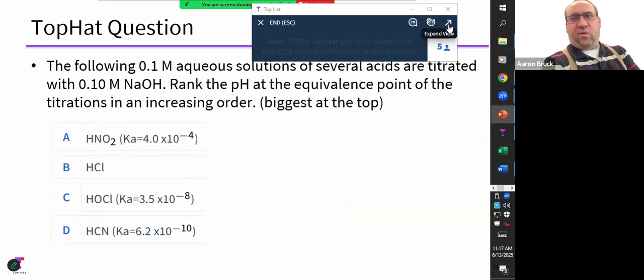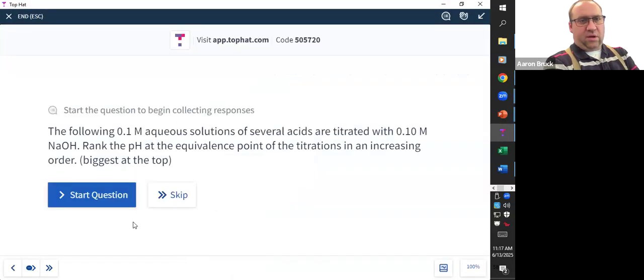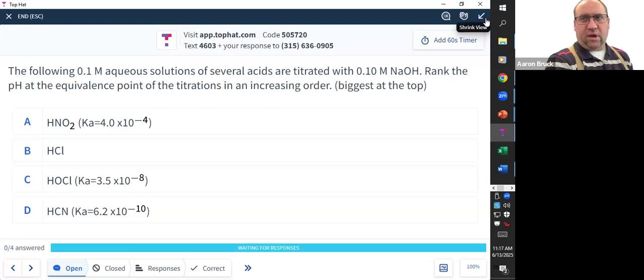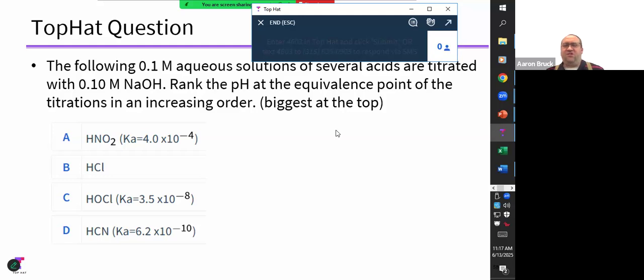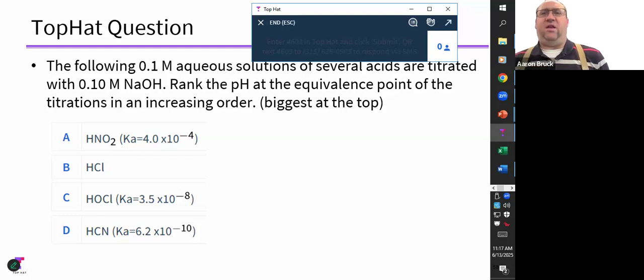All right, I've got a different question for you here. So this is just a general titration curve kind of question. I've got 0.1 molar solutions of these 4 different acids. I'm titrating them all with the strong base, sodium hydroxide. Based on the strength of the acid, rank the pH of the equivalence points in increasing order. So put the one that's going to have the highest pH at the top, the one that's going to have the smallest pH on the bottom.